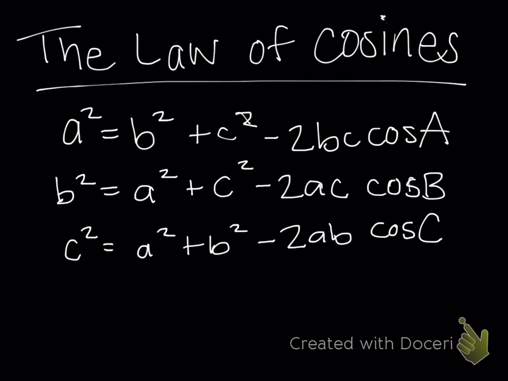The lowercase a, b, and c still stand for side lengths. Capital A, B, C stand for angles. If you need to pause the video, take a moment and pause it. And we're going to discuss how to use the law of cosines.